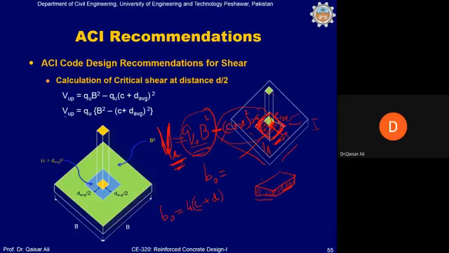Anyhow, the punching shear can be calculated by qu B square, which is the total shear, if we are going to calculate shear at this interface.